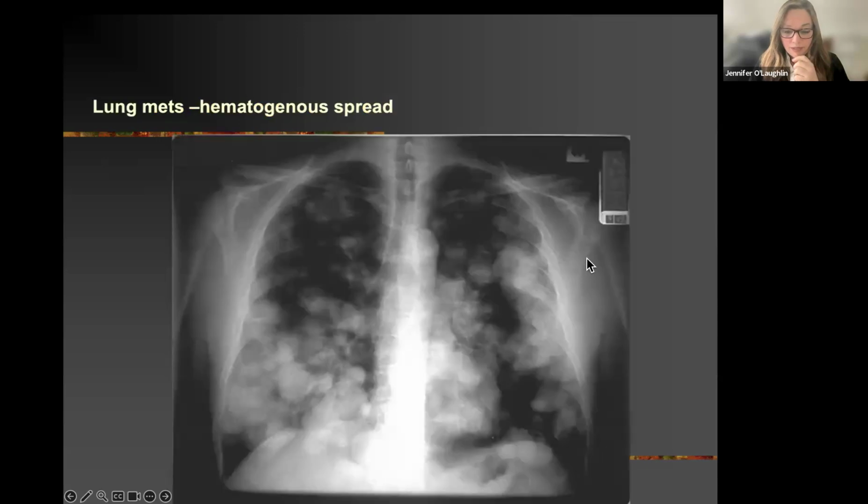Okay, so here's another chest x-ray with hematogenous spread. And the clues there are, again, big cotton ball, cannonball lesions. Here, there's a big conglomeration of lesions all kind of together, but they are pretty well defined and they're scattered bilaterally through both lungs, kind of like fluffy lesions.